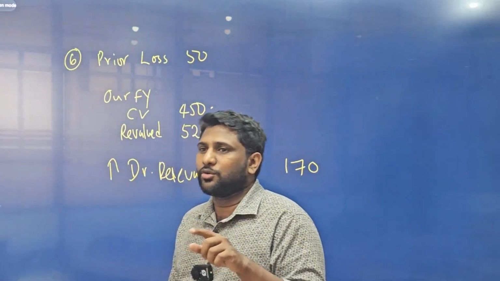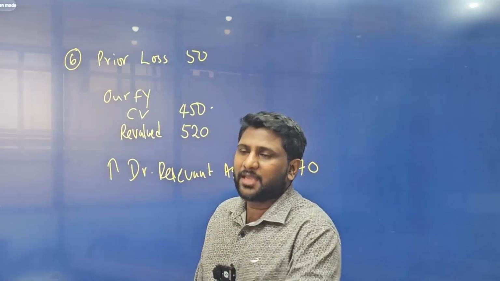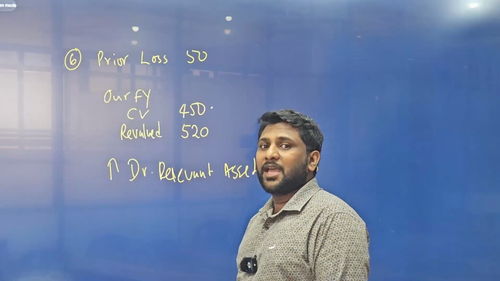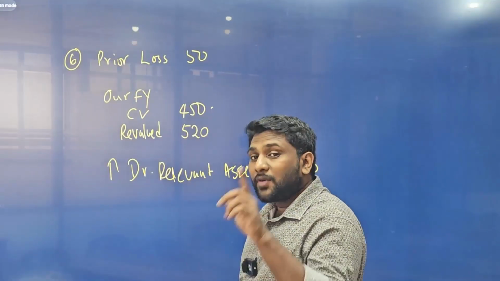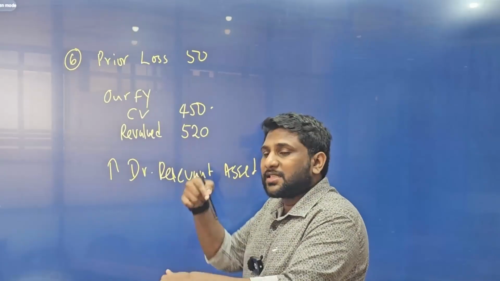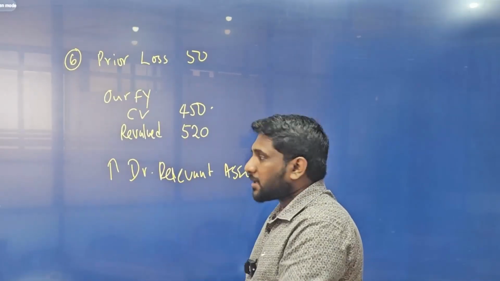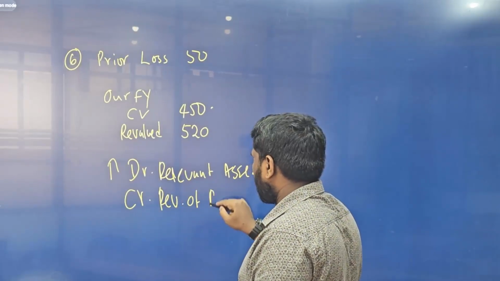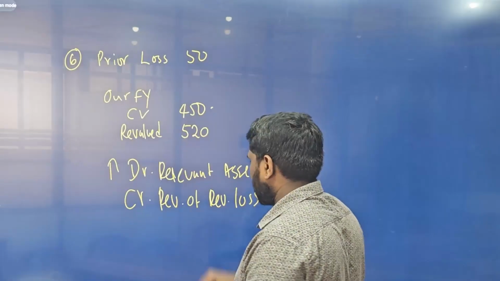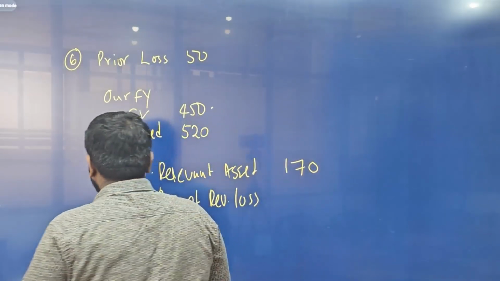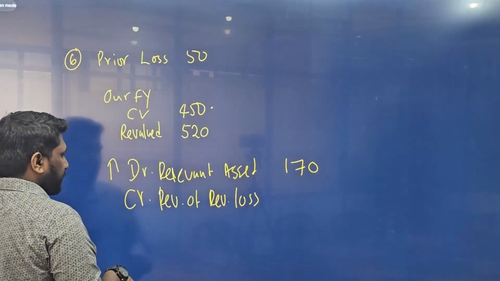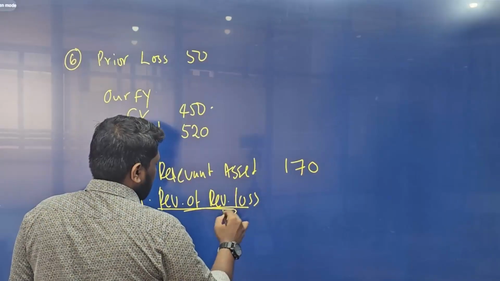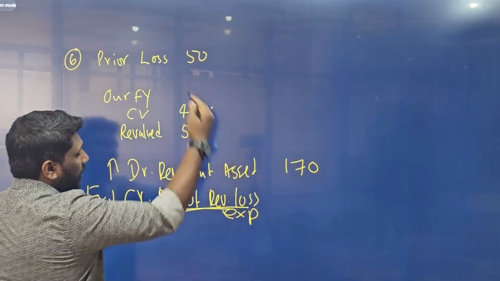Why? I told you, always you have to check the prior things. Prior loss of 50 was there. Then what do you have to do? Reverse that loss. Credit the reversal of revaluation loss. It's a reversal of expense, a reduction of expense. So reversal of expense. How much is that? 50.